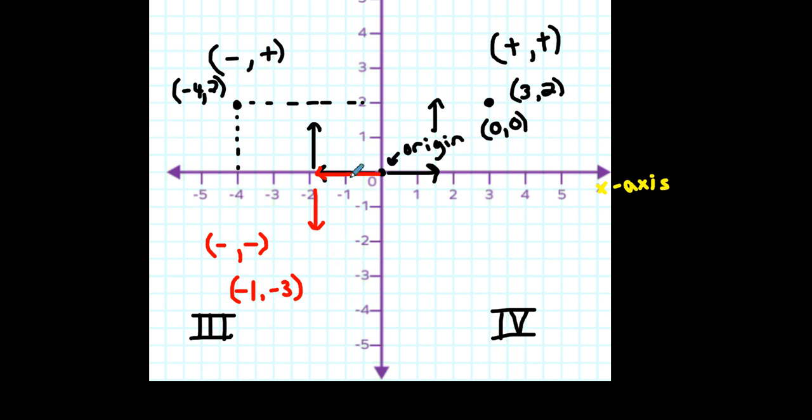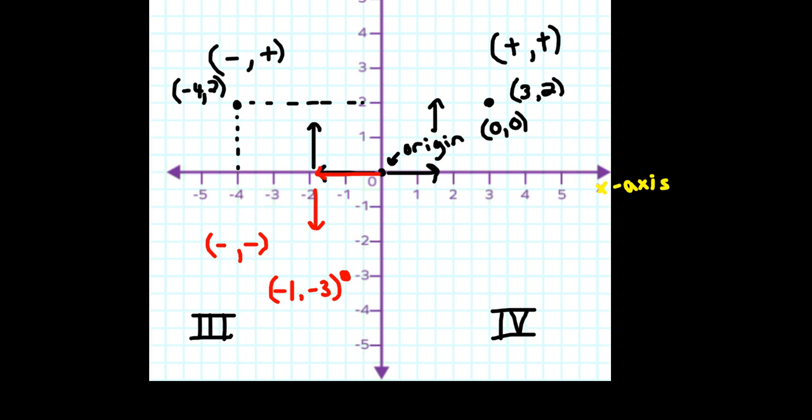This ordered pair has a negative x and a negative y coordinate. And we would go 1 left on the x-axis, and we'd go down 3. So the x coordinate always comes first, which means you're moving left or right first, and then you will move up or down for the y-axis. And there's your point in quadrant 3.